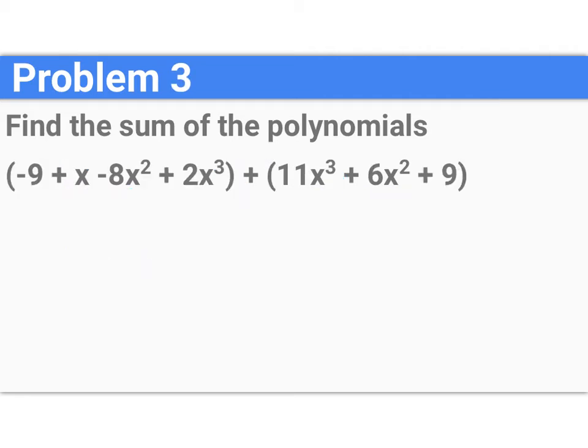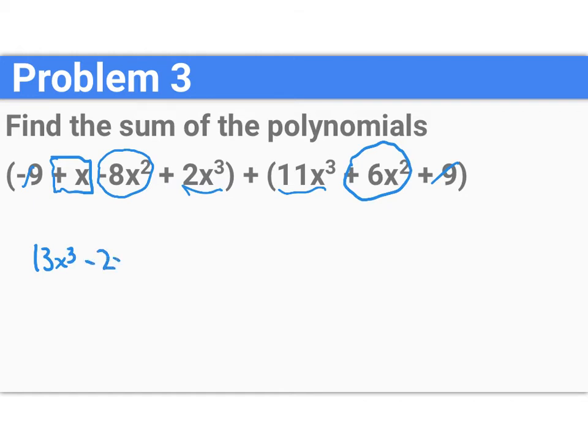All right, find the sum of the polynomial. Same difference. Underline, circle, be careful, this x, don't forget about this x. And then you've got negative 9 plus 9, so they will cancel out. So let's see. What goes first? X cubed. So 13x cubed minus 8x squared plus 6x squared is negative 2x squared plus x.